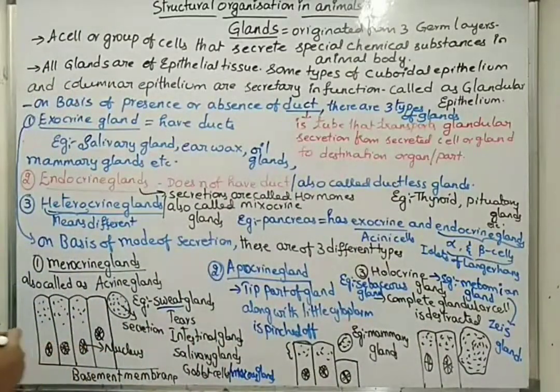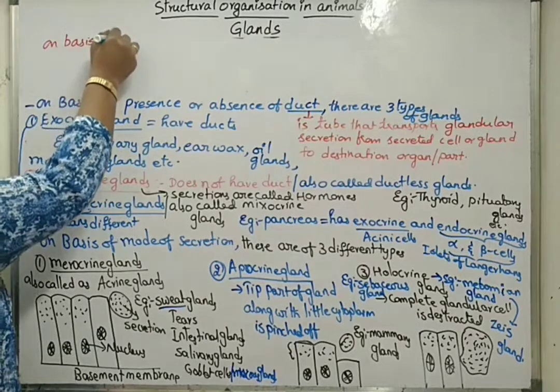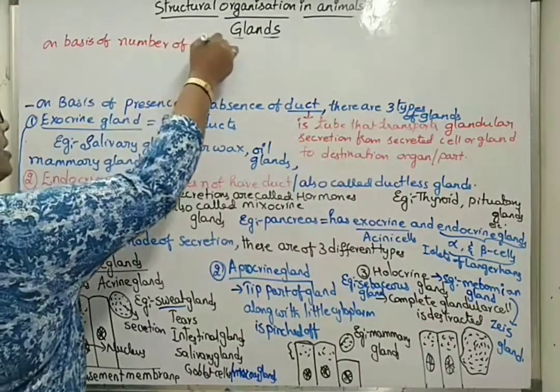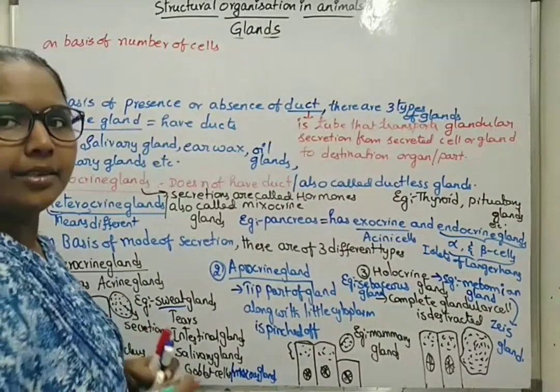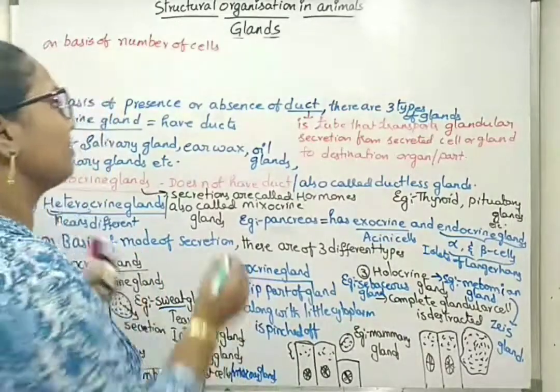So these are important points on the basis of the number of cells that are secretory in function. Again, glands are of two types, unicellular and multicellular.